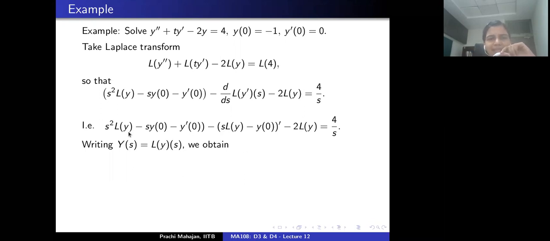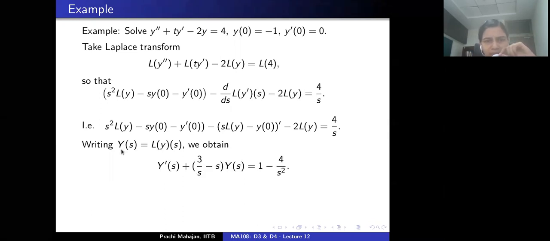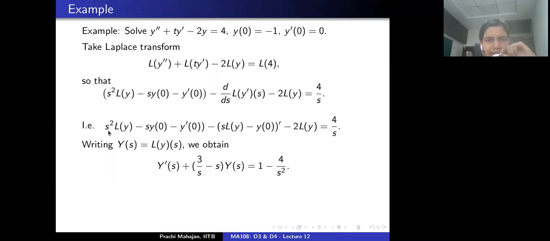Okay. So let's introduce some notation which will be easy on the eyes. I'm going to write down the Laplace transform of the function little y as capital Y. So if we introduce this notation, then what will I get? Let's see, how do I get this? So this is s square times capital Y minus s times minus 1, which is plus s.